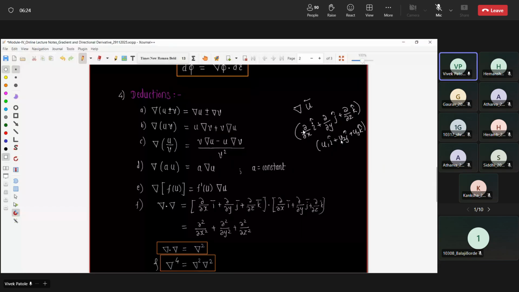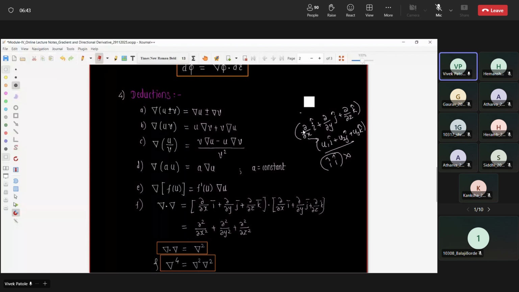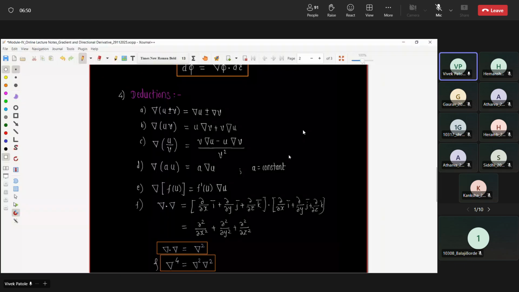We can't operate this differential operator on this entire vector, because then what to do with i cap into i cap? This operation is not valid. Do you agree with me? Yes, sir. And therefore the gradient, del of a vector point function, can never be evaluated. It will be operated only on a scalar point function.